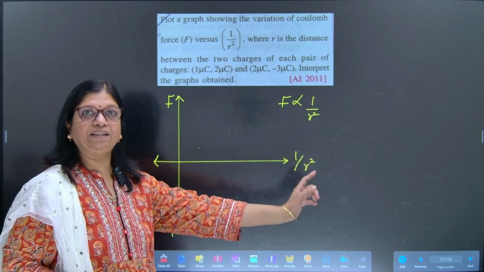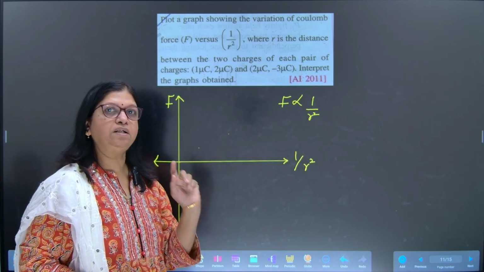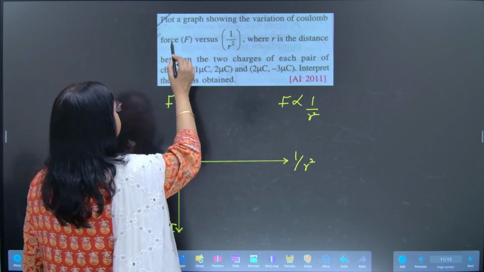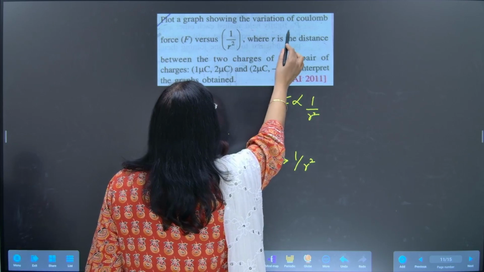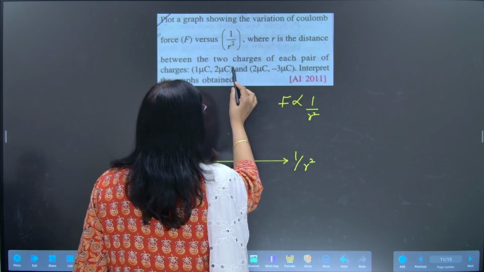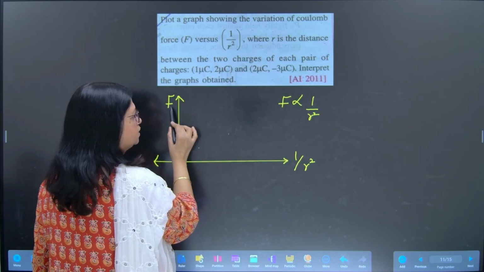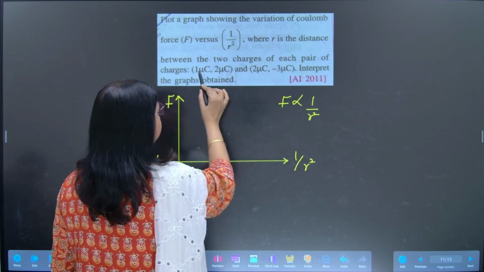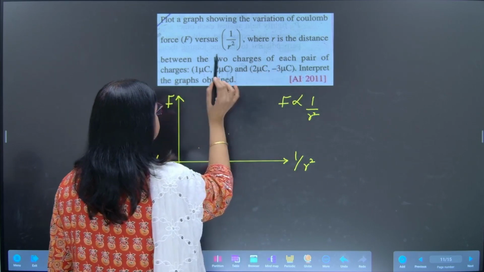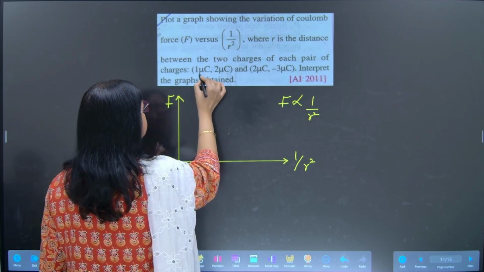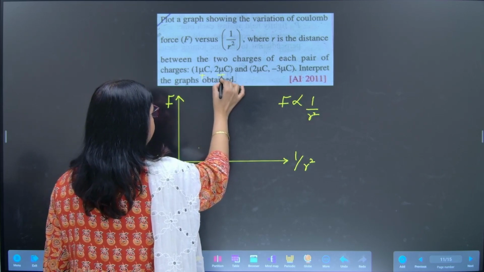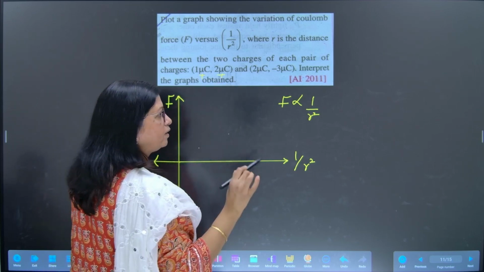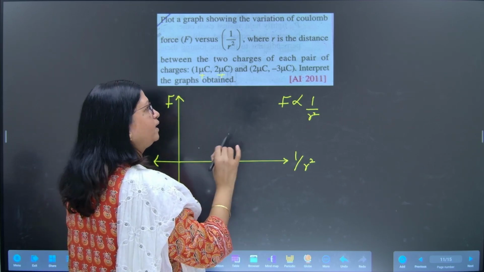So when we say the word directly, it is definitely going to be a straight line graph from the origin. Now in the question, it is written as plot a graph showing the variation of Coulomb force F versus 1 upon r square. So write force on the y-axis and 1 upon r square on the x-axis, where r is the distance between the two charges of each pair of charges. Now we have a pair of charges here which are both positive. It means we have to plot a graph in the first quadrant of the graph sheet or coordinate system.